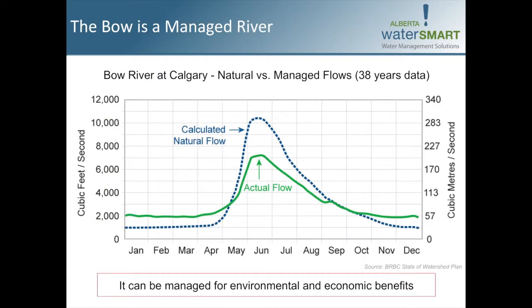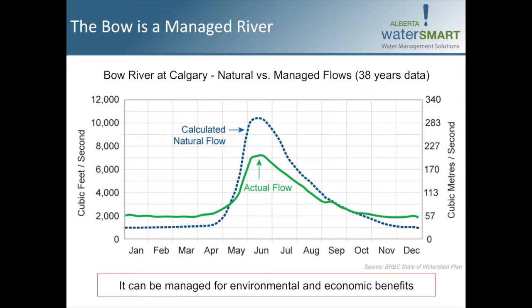So how can we just remanage the Bow? Well, for those of you who don't know, the Bow is already managed. This is a hydrograph of calculated natural flow, which would be if there were no dams, no weirs, no diversions on the Bow River, what would naturally be flowing down on an annual basis. So that's the blue line. The green line is what actually flows down the river.